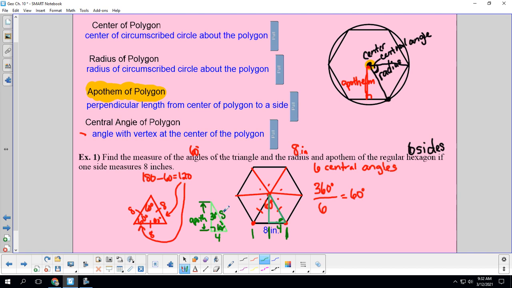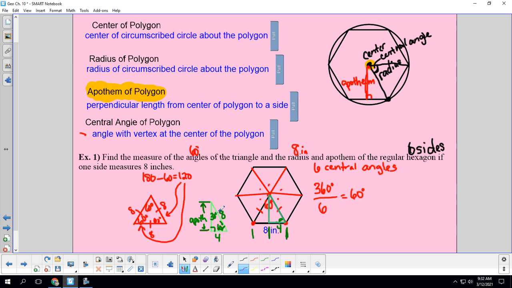We know that the hypotenuse is 8. We could use 30, 60, 90 triangles to figure this out, or we can just see it's the same as this distance here. Oh yeah, that's 8, that's 8. Okay. So now we need to find this apothem.